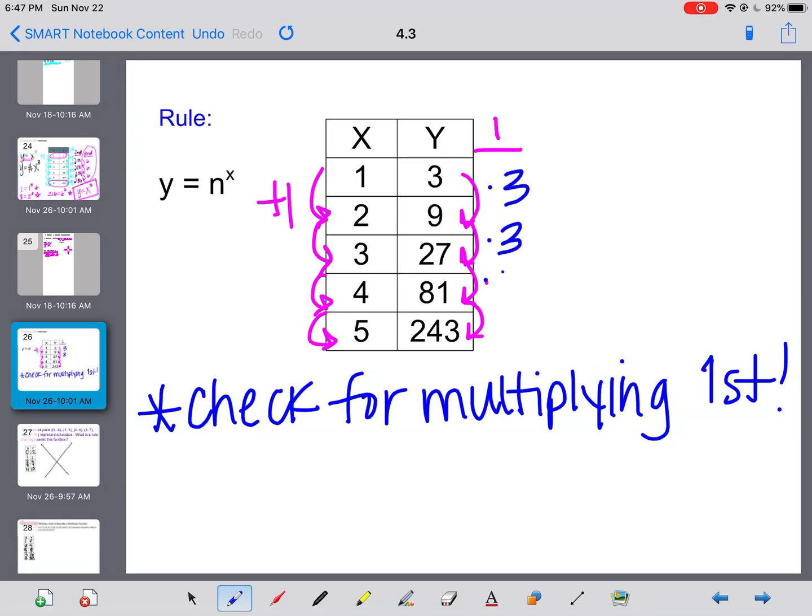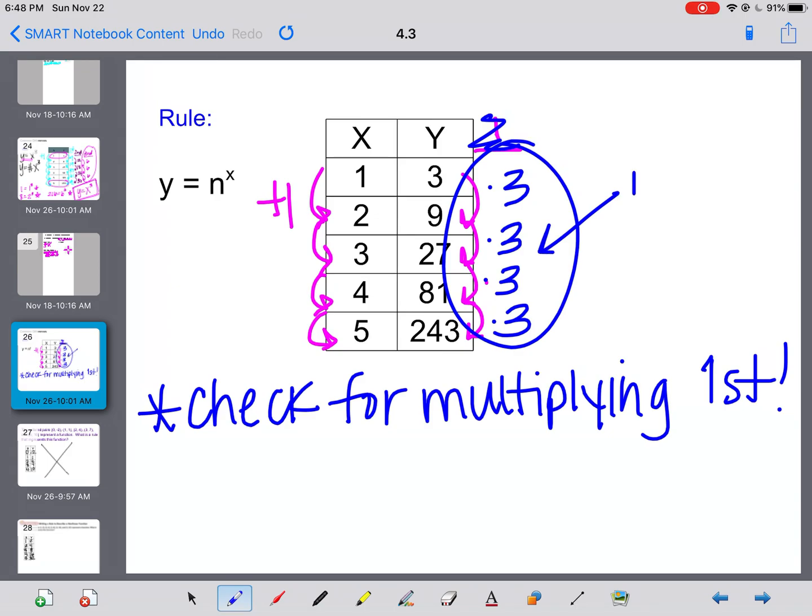If it's not multiplying, you'll still have to do the differences. But look at this one. I can already see that to get from 3 to 9, I multiply by 3, and 9 to 27 is multiplied by 3, 27 to 81 is multiplied by 3, and 81 to 243 is multiplied by 3. That just saved me the steps of finding the first 3 differences and not getting anything the same.